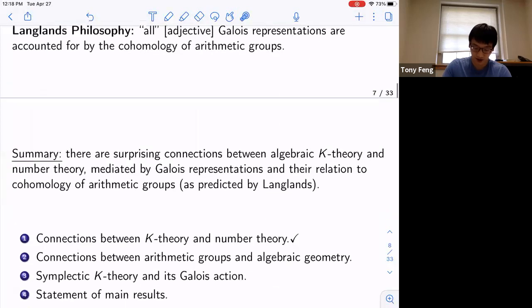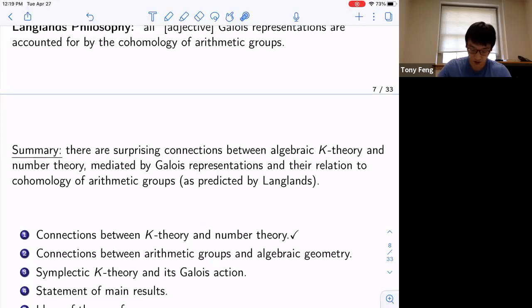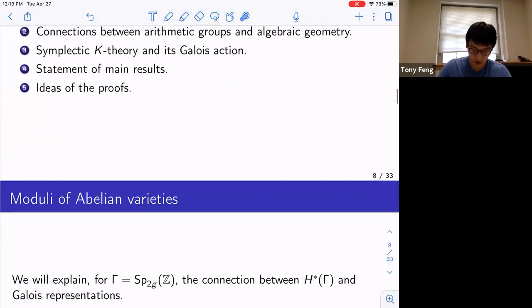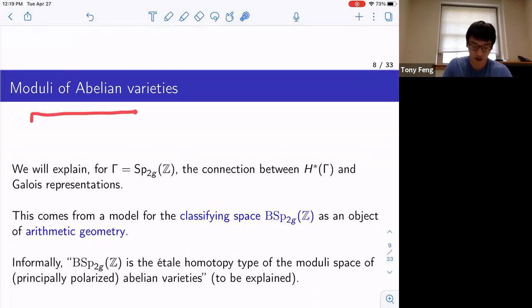Okay, so if not, I've checked off my first bullet point, and now I'm going to talk about the connections between arithmetic groups and algebraic geometry, which is what explains why this Galois action exists. That comes from a discussion of moduli spaces of abelian varieties. What I'm going to do is explain, for the arithmetic group gamma being Sp2g(Z), the connection between its group cohomology and Galois representations, in particular why Galois acts on its group cohomology.